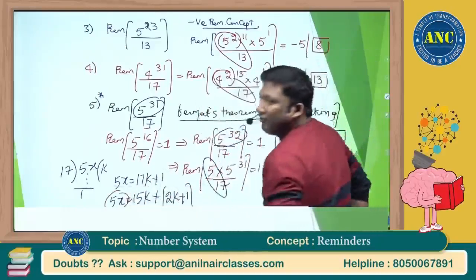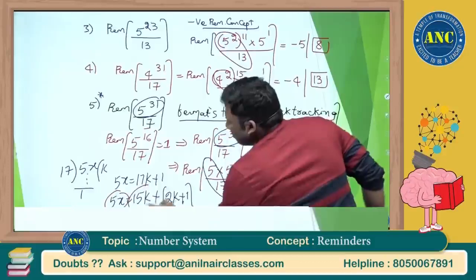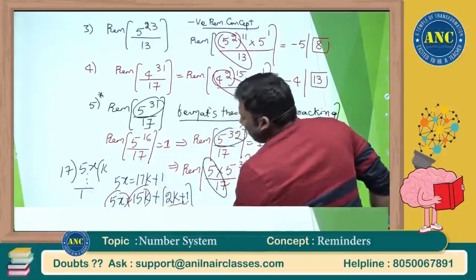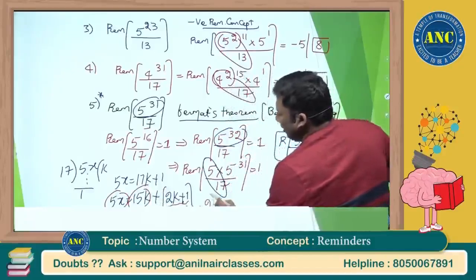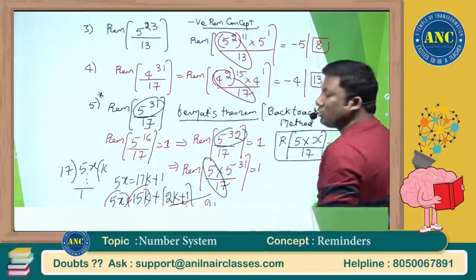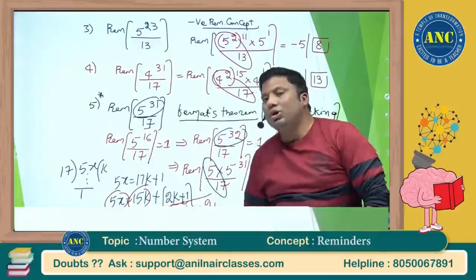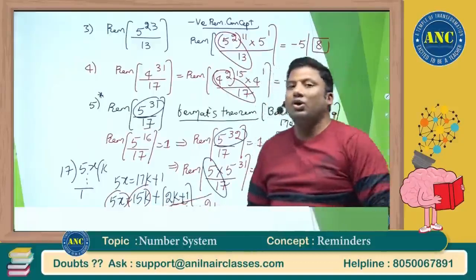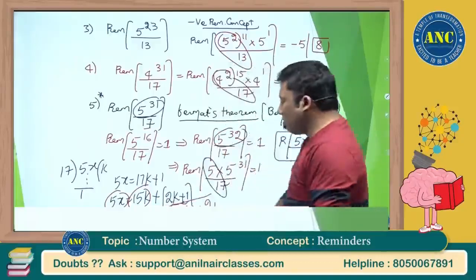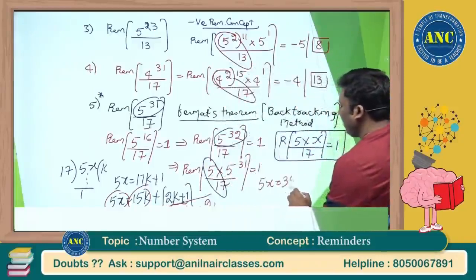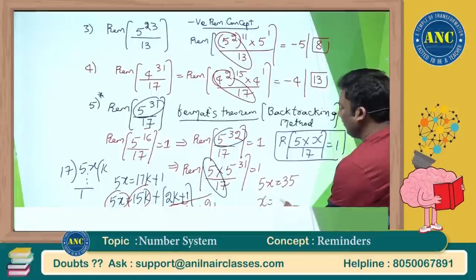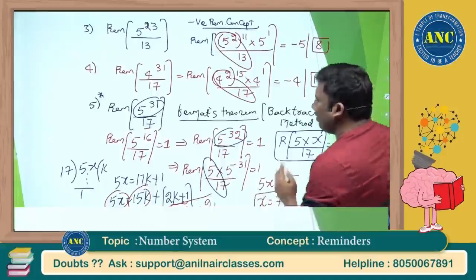These are divisible by 5. These are also divisible by 5. 2k plus 1 should be divisible by 5. So k minimum has to be 2. Why? Because 2k plus 1 is equivalent to 5, 2k is equivalent to 4, k is 2. K minimum is 2, so 5x is 35. X value is nothing but 7.